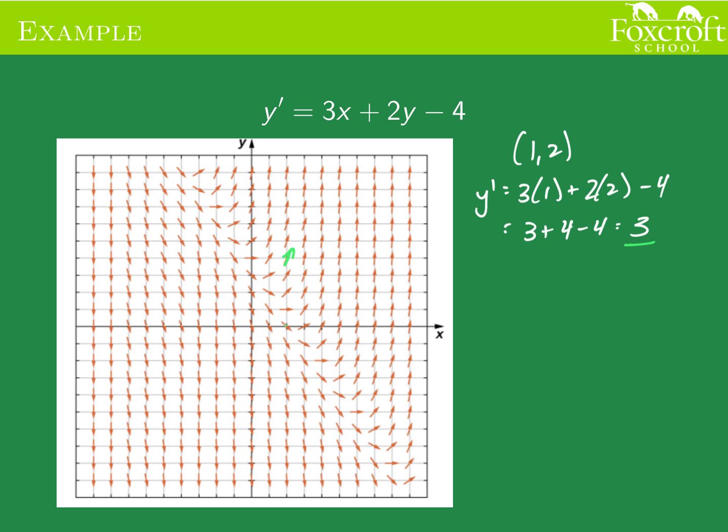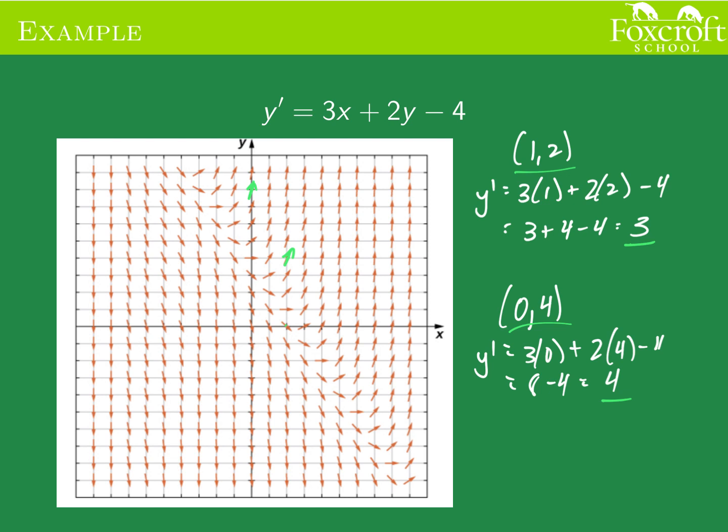Another one might be if I plug in (0, 4). y prime should be 4. So we go up to 4: 1, 2, 3, 4. That's here. And you can see again the slope is a little bit steeper than the slope at (1, 2), which was 3. So the basic idea is, if there's any specific point, I can plug that in, and that gives me the slope of the tangent line at that point.